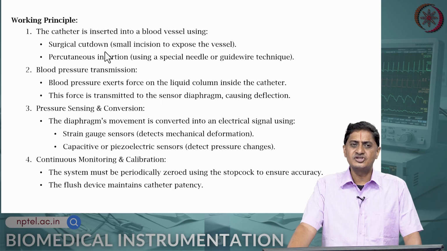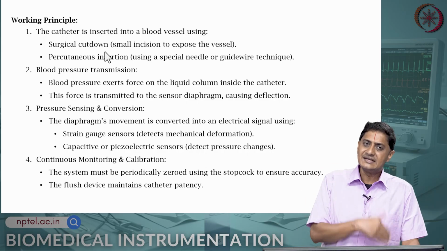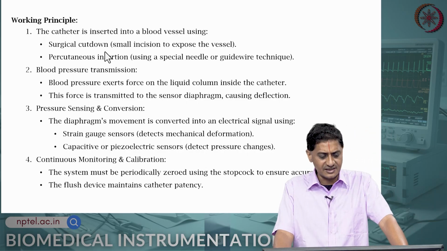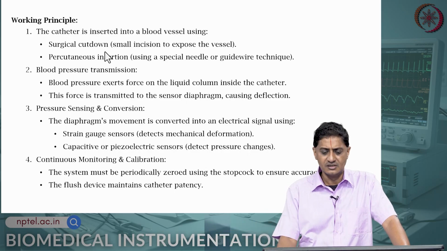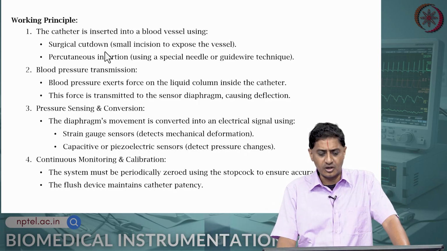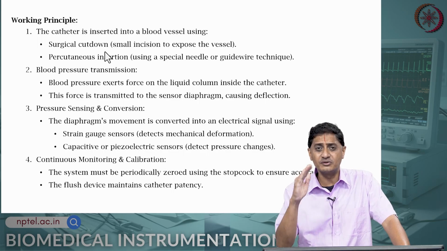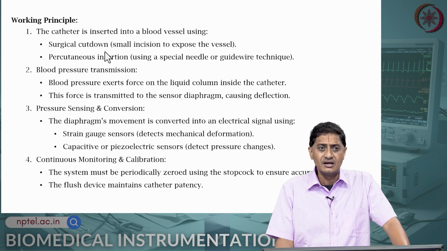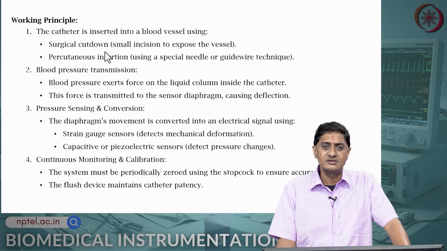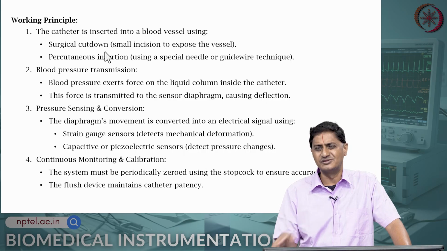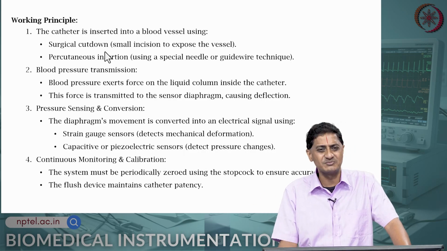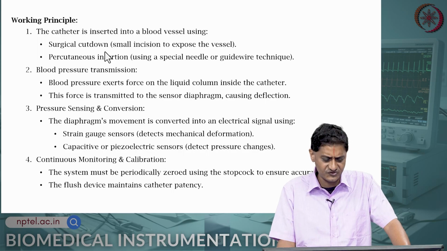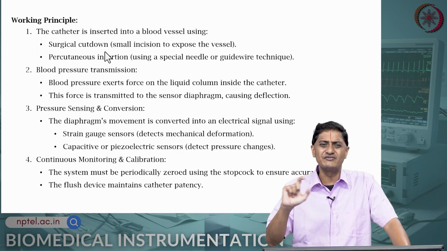Blood pressure essentially applies force on the liquid column on the inside part of the catheter, and this force is then getting transmitted along the liquid column to the extravascular pressure sensor diaphragm, which is going to detect this deflection. And this deflection of the diaphragm is then converted into electrical signal, either using capacitive system or using strain gauge system or using piezoelectric system or using piezoresistive system, one of these changes which detects essentially the change in the deflection, displacement.